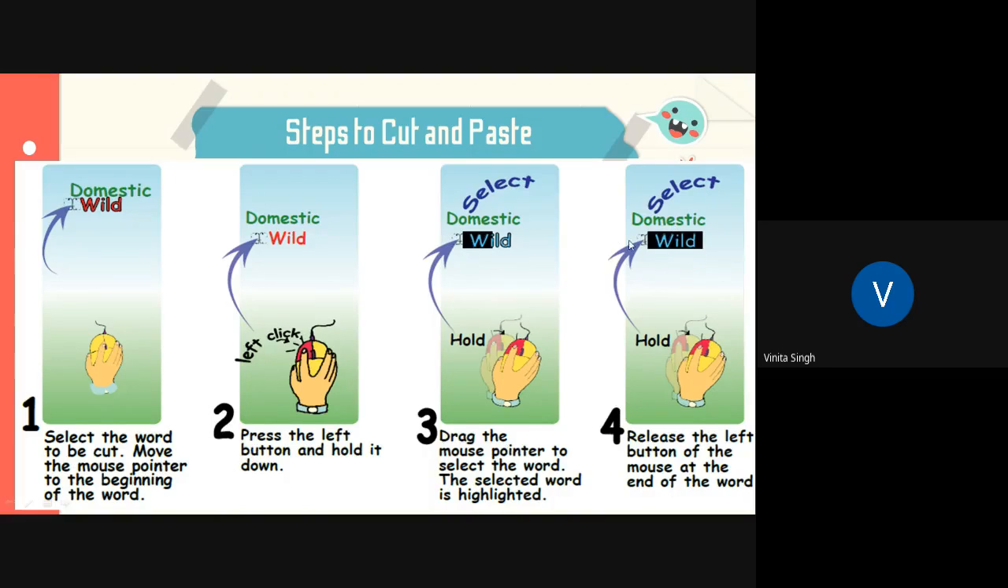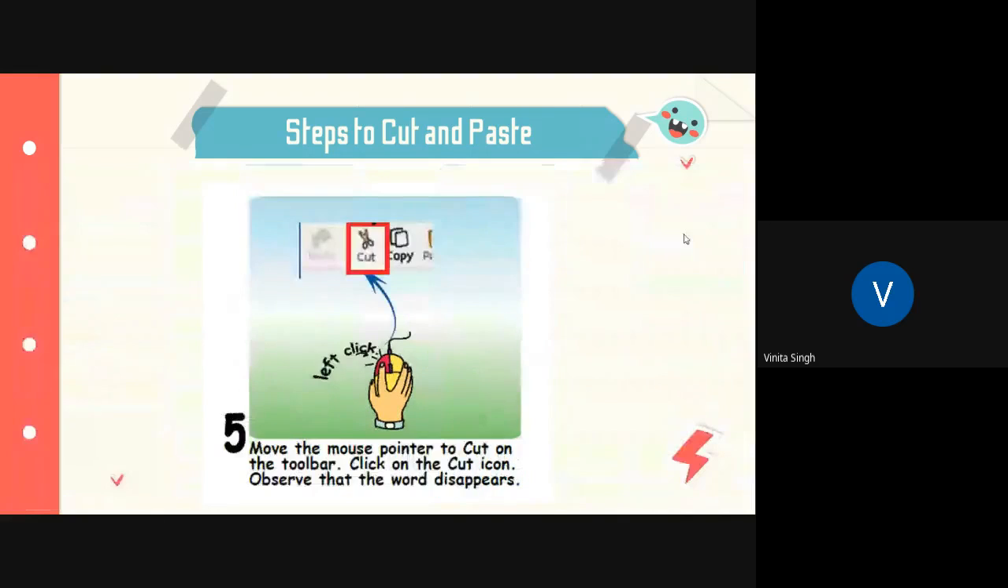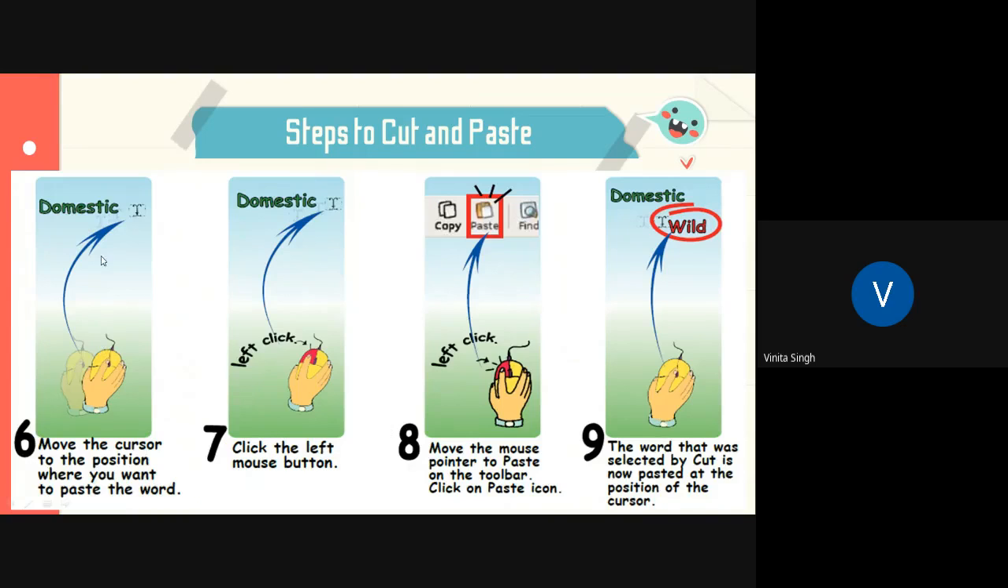As you can see over here, it will be highlighted. Now, release the left mouse button at the end of the word. Move the mouse pointer to the cut icon on the toolbar, and click on it. You will observe that the word has disappeared from its position.